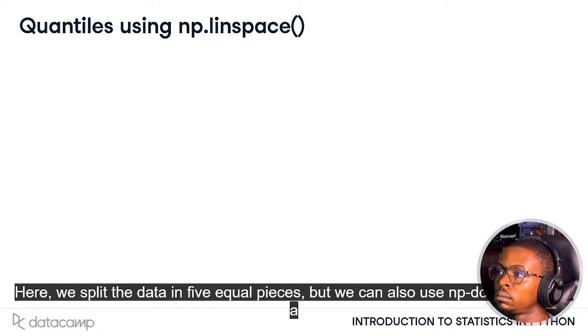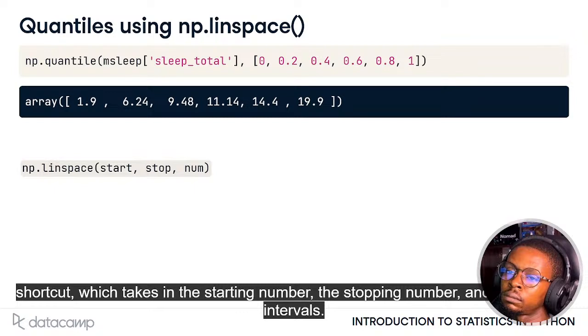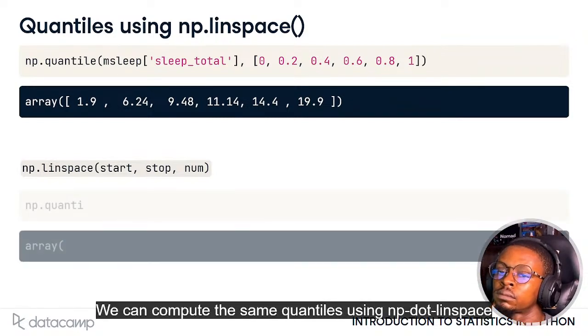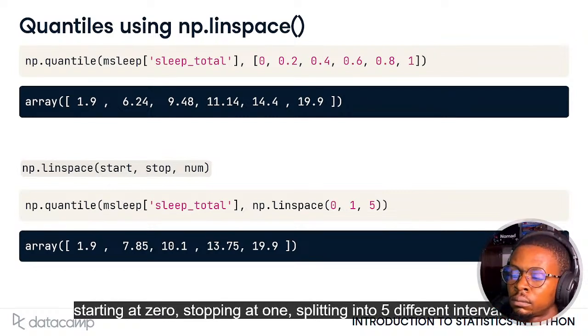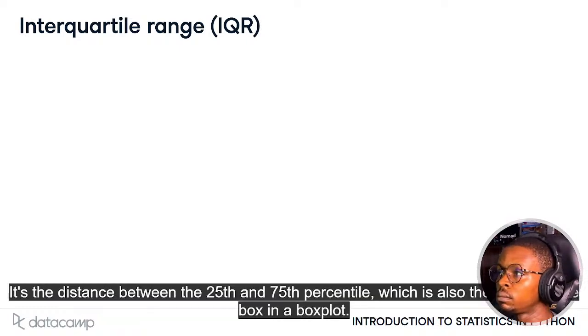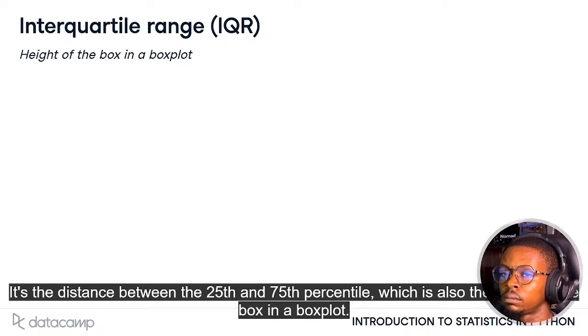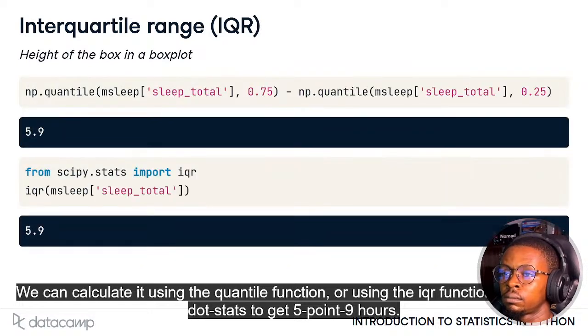Here, we split the data into 5 equal pieces, but we can also use np.linspace as a shortcut, which takes in the starting number, the stopping number, and the number of intervals. We can compute the same quantiles using np.linspace, starting at 0, stopping at 1, splitting into 5 different intervals. The interquartile range, or IQR, is another measure of spread. It's the distance between the 25th and 75th percentile, which is also the height of the box in a box plot. We can calculate it using the quantile function, or using the IQR function from scipy.stats to get 5.9 hours.